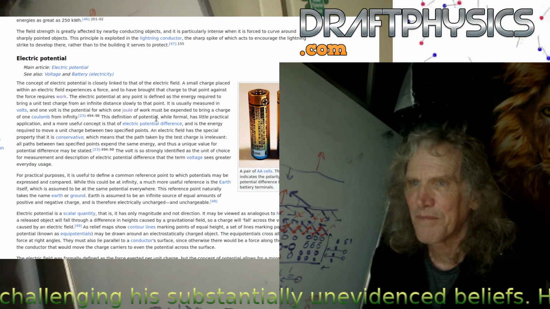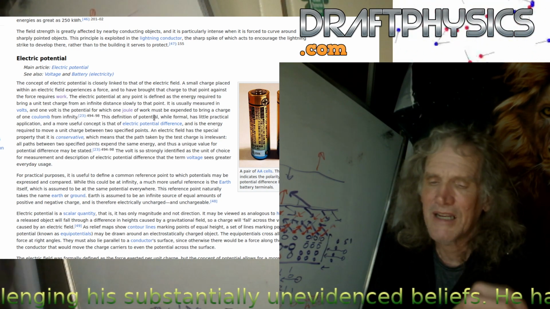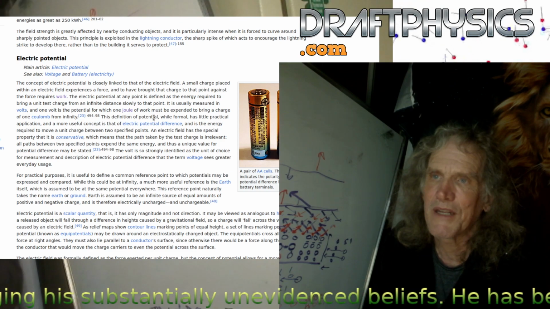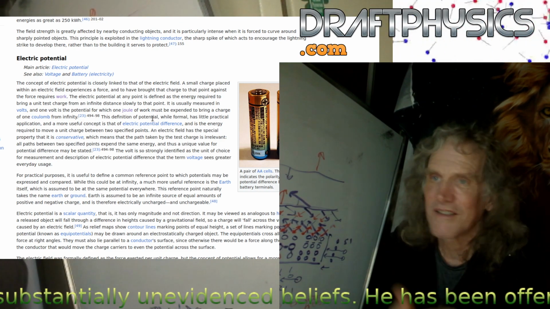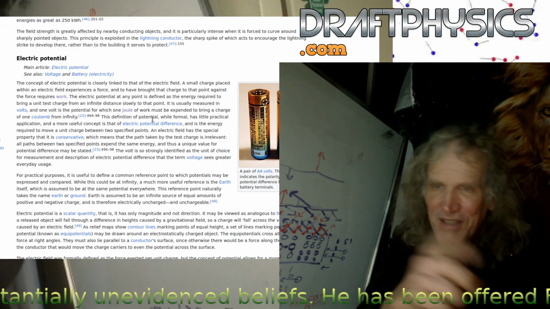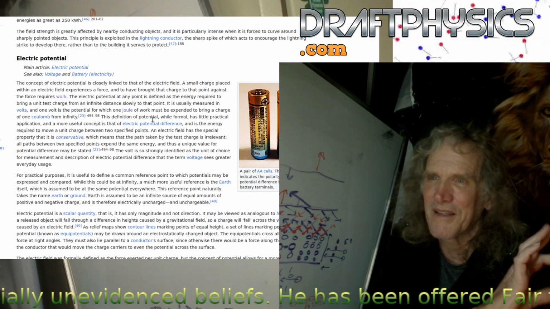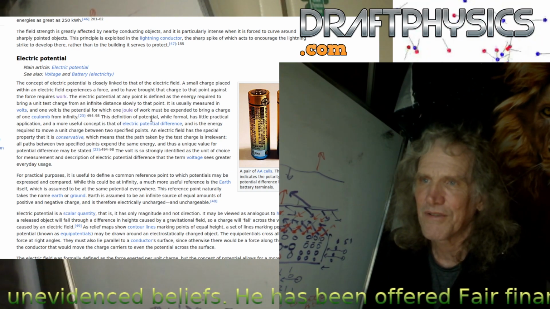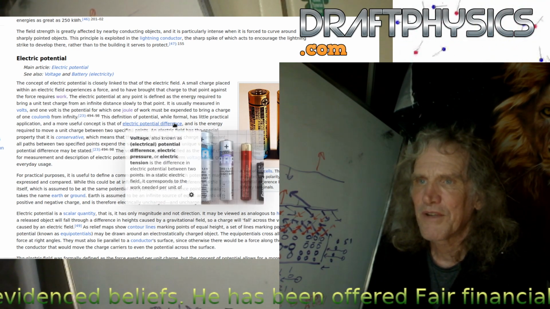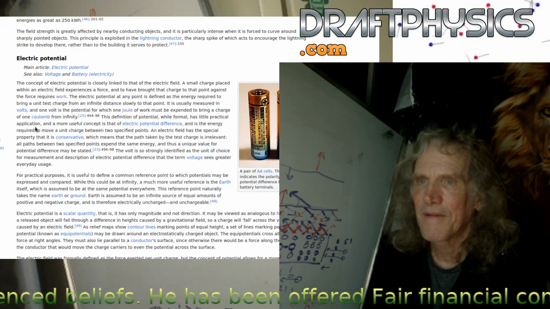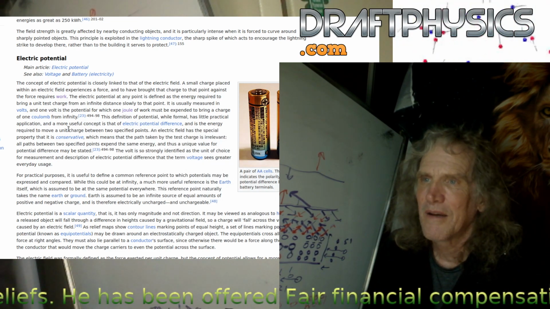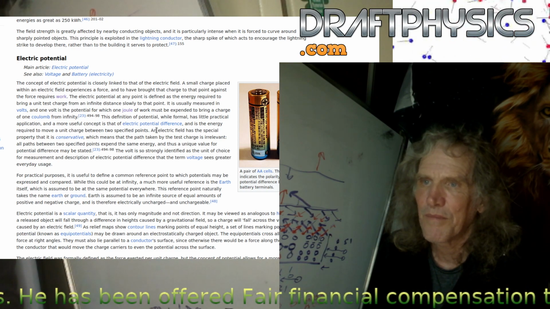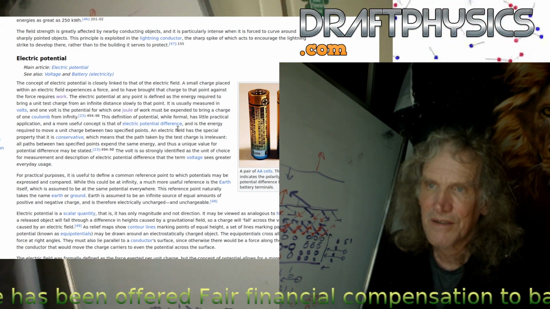This definition of potential, it's going to be such a tiny amount of difference in the voltage between a light year away and 10 light years away. The numbers are going to be 0.00000, such a fractional difference. This definition of potential, while formal, has little practical application. So why do you even bother with it? A more useful concept is the electrical potential difference. Yes, that's all you need to know.